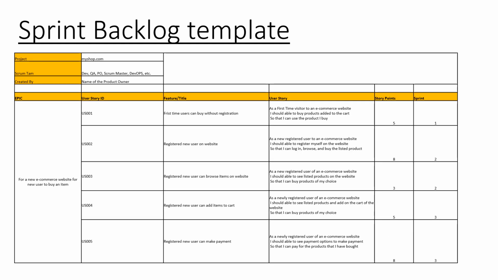Next, we are seeing the sprint backlog template. It is similar to the product backlog template, except that we have story points and sprint: how many points are given to a particular user story for the sprint, and in which sprint it is carried out. It is completed in the first sprint or second sprint or third sprint; here it is taken till the third sprint. So that much detail we have in the sprint backlog template.